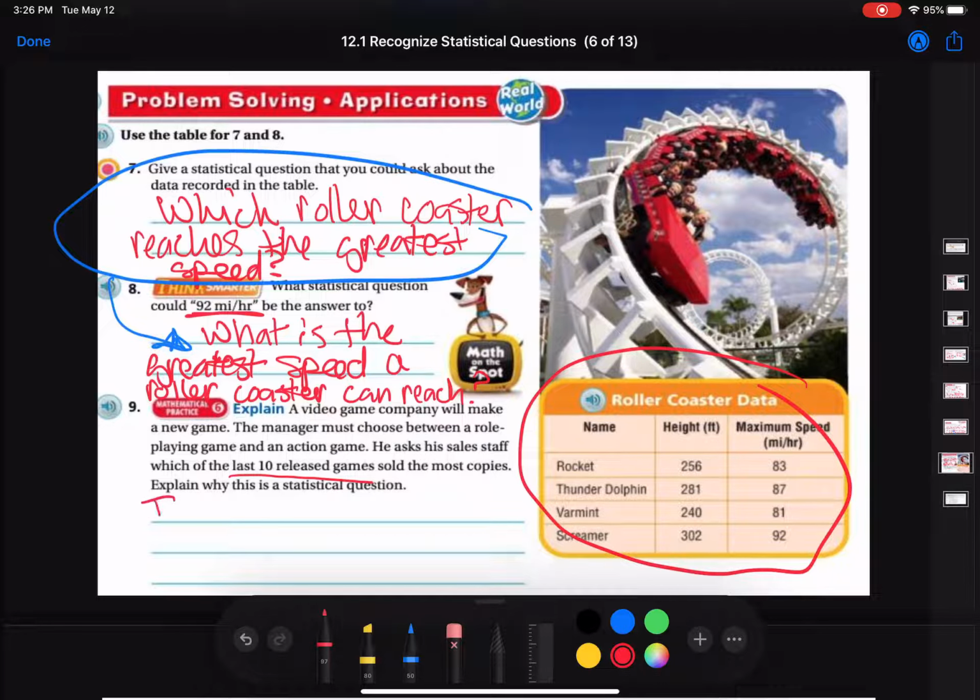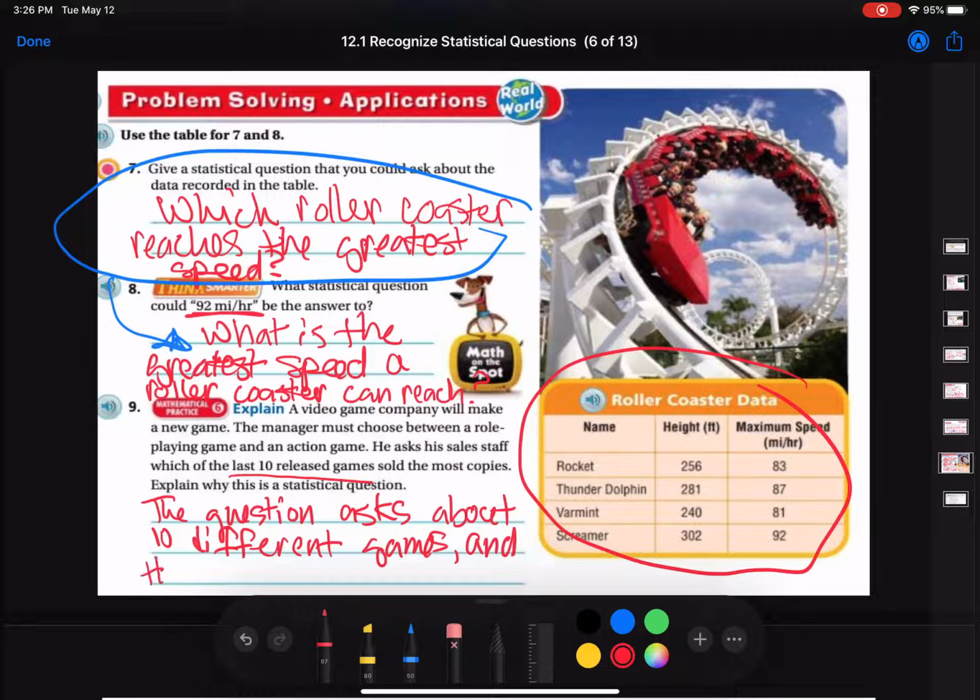So the question asks about 10 different games, and the number of copies sold will vary.